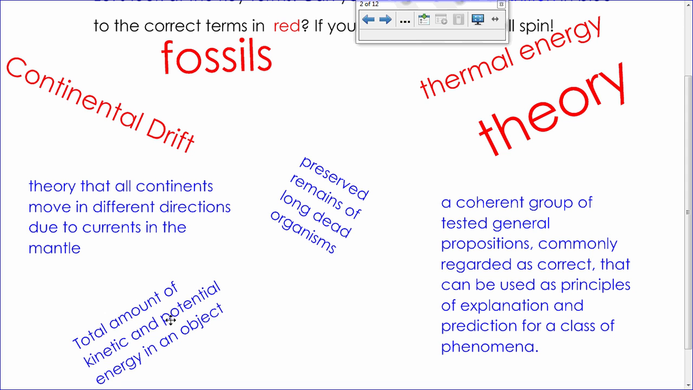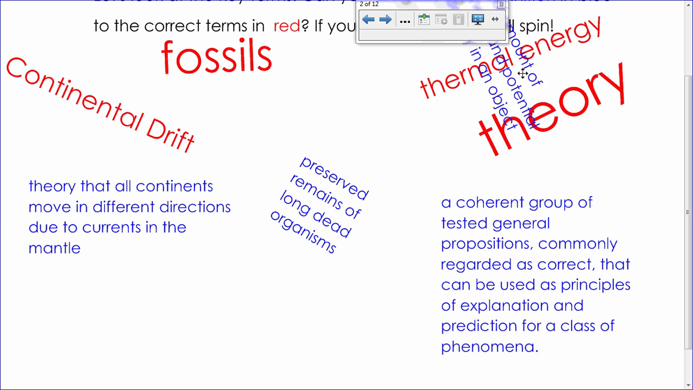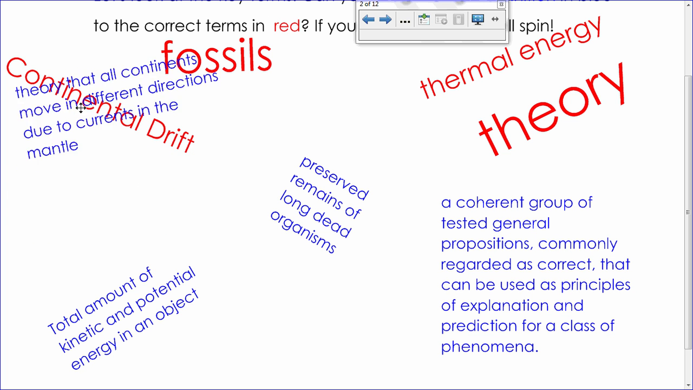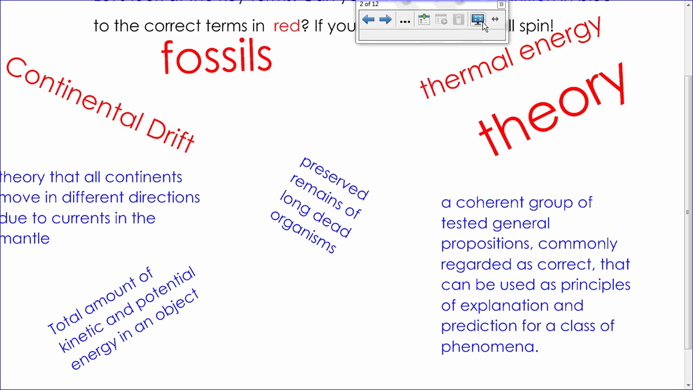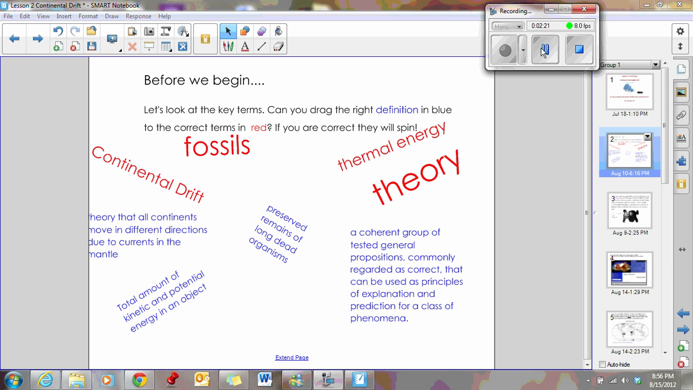So thermal energy, the total amount of kinetic and potential energy in an object. That sounds about right, doesn't it? Awesome. Which then leaves the theory that all continents move in different directions due to currents in the mantle. That's got to be continental drift, right? Okay, so we got familiar with some of our key terms. Let's move on to the next slide.